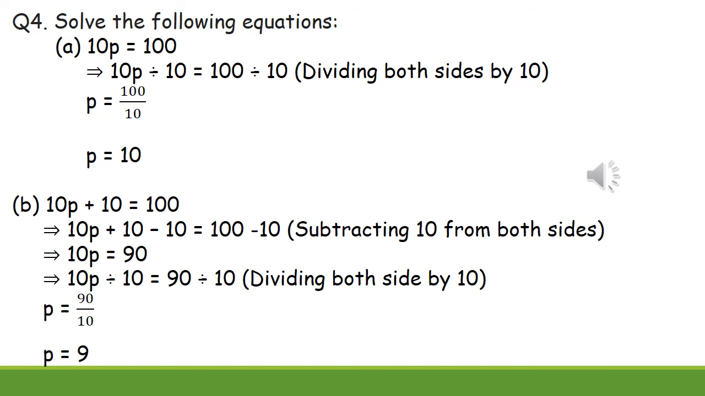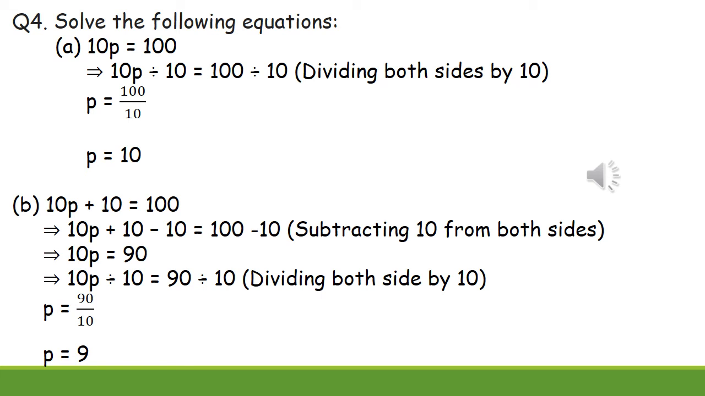Question number 4. Solve the following equations. Part A, 10p is equal to 100. So we are dividing both sides by 10. 10p by 10 is equal to 100 by 10. So p is equal to 100 by 10. That is p is equal to 10.